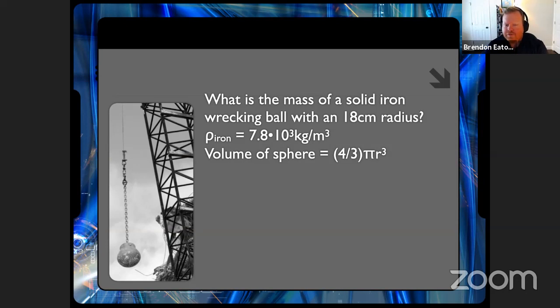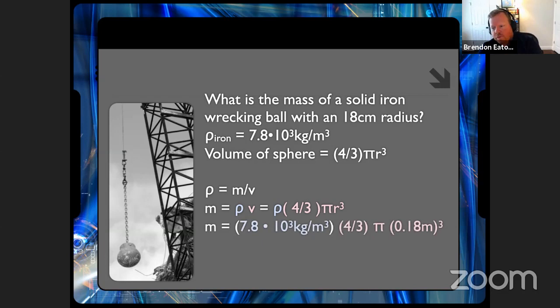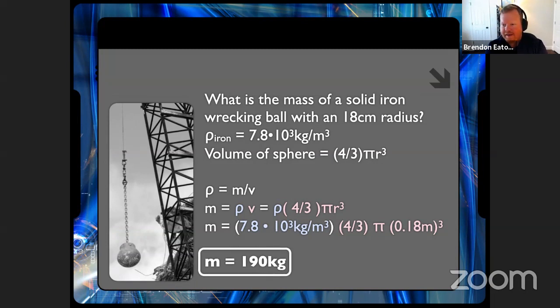So I know the volume of a sphere is 4/3 pi r cubed, as Mr. Mancina just showed us. And if I start off with the equation of rho is equal to mass divided by volume, if I want to solve for mass, I just rearrange as mass is equal to density times volume. Again, that concept's going to come up a lot. So the volume is 4/3 pi r cubed. I know the density, and I know the radius. So very simply, I can plug in those numbers and get a mass of 190 kilograms for that iron wrecking ball, which is a pretty good mass.